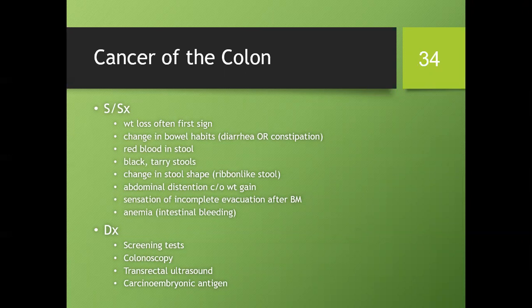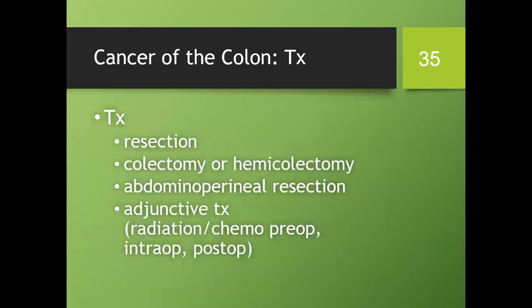We'll screen them. We'll do a colonoscopy, potentially a transrectal ultrasound, and then we'll test for carcinoembryonic antigen. There we go. Treatment. We'll resect the colon. We'll do a colectomy or hemicolectomy. We'll do abdominal perineal resections. We'll do adjunctive treatments like radiation, chemo, either pre-op, intra-op, or post-operatively.